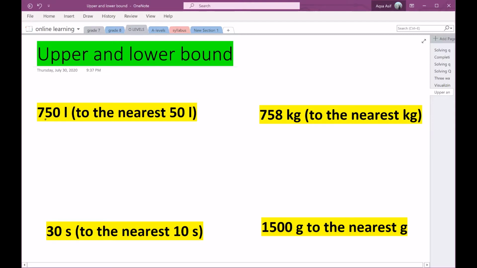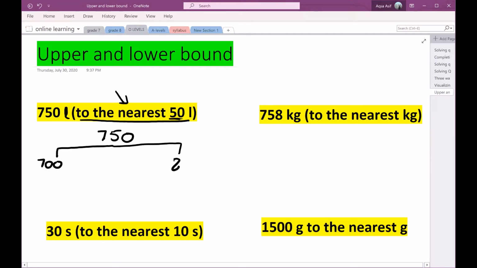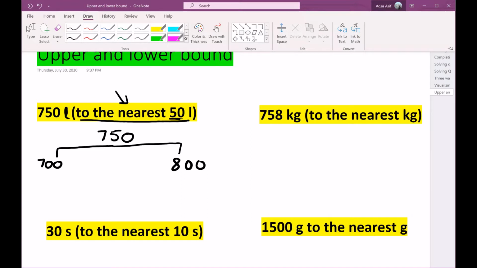First of all, you have to find the upper and lower bound of 750 liters. 750 liters has been rounded off to the nearest 50 liters. All right. What does it mean? There is a chance that it can be 50 more or 50 less. All right. So this term means it has been rounded off to the nearest 50 liters. So there is a chance of subtracting 50 and adding 50 to it. And you have to find the upper and lower bound of it. Okay. So keep this in mind.